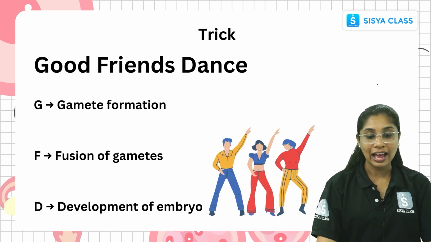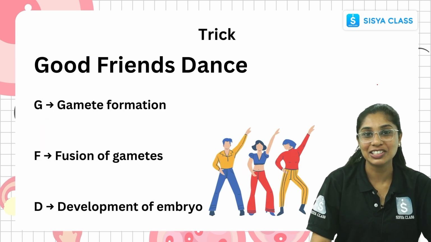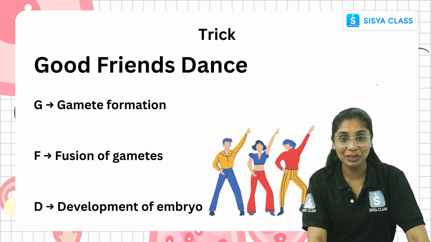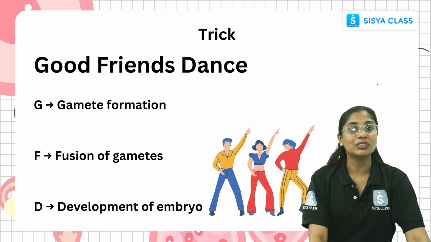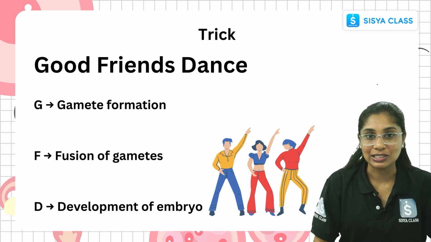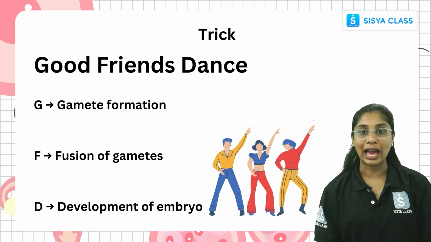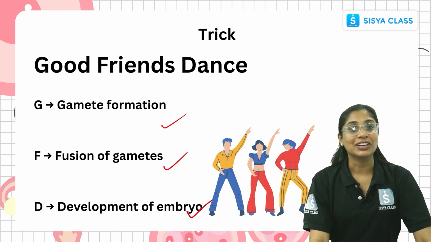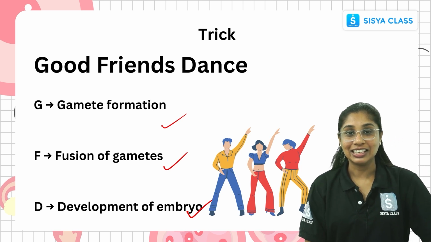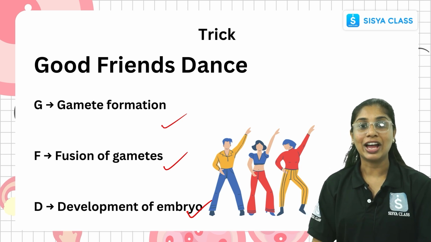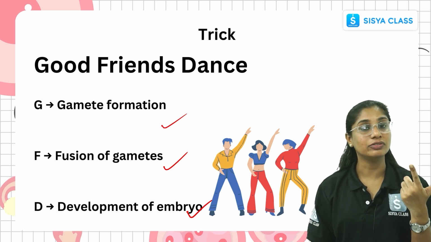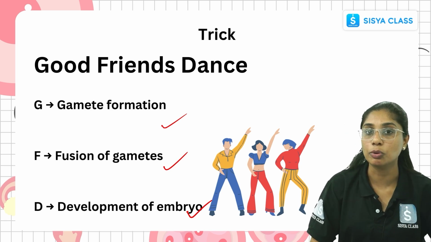Okay? And here we have a trick for this. We all like to dance with our friends, yes or no? So here the trick is good friends dance, which involves G for gamete formation, F for fusion of gametes, and D for development of embryo. Okay, so these are the three events in sexual reproduction in animals. The first one is pre-fertilization, the second one is fertilization, and the third one is post-fertilization.